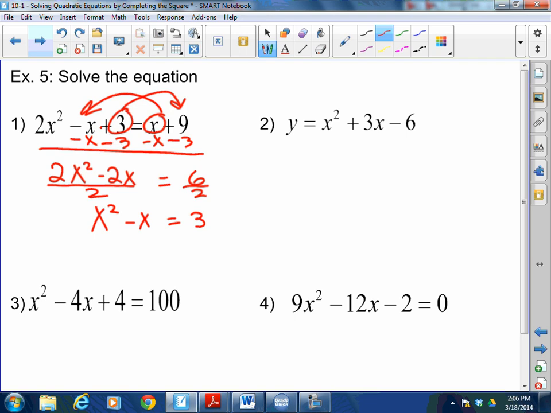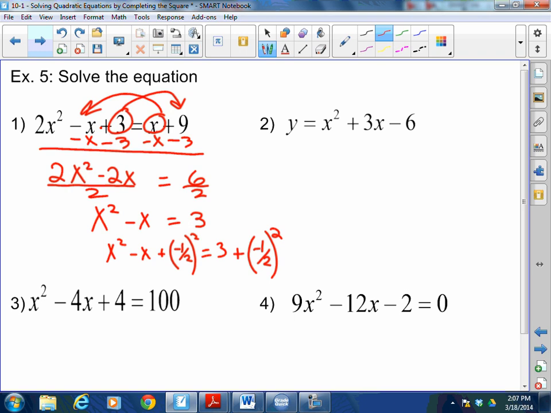What's my b over 2 in this case? b is negative 1. What's my b over 2 in this case? So I'm going to have x squared minus x plus negative 1/2 squared equals 3 plus negative 1/2 squared. I have to add the b over 2 squared to both sides. Do you see this, guys? Are you sure?